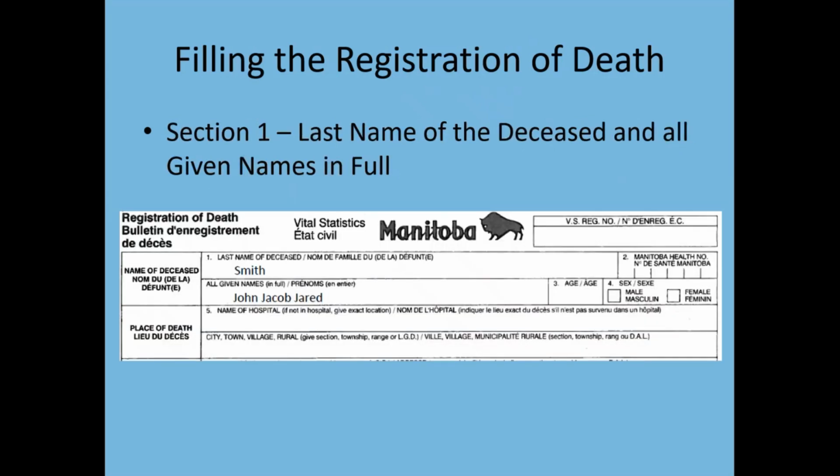Section 1, last name of the deceased and all given names in full. The demographic information must be the legal registered information of the patient. If you are unsure if information provided to you is legal or factual, leave this section blank. Do not document Jane Doe, etc. This includes box 4 for sex. If unsure, the patient's Manitoba Health card will typically have the correct information. If still unsure, leave it blank.